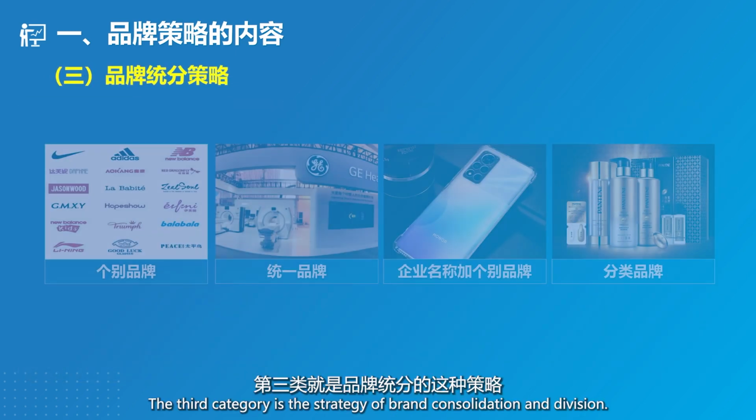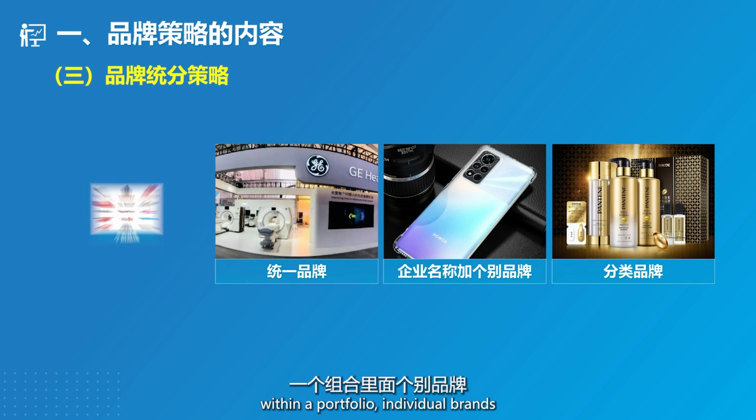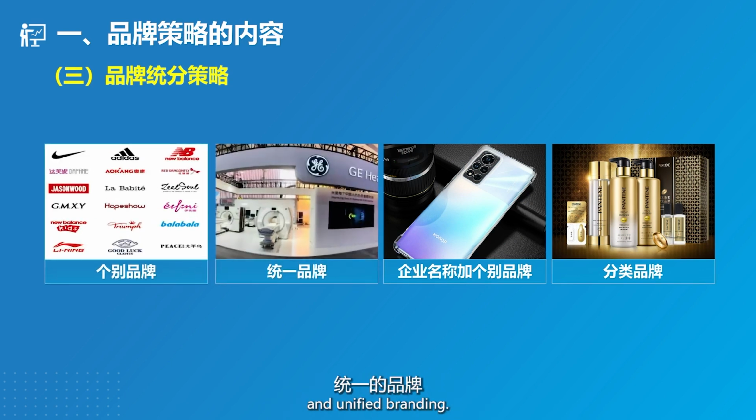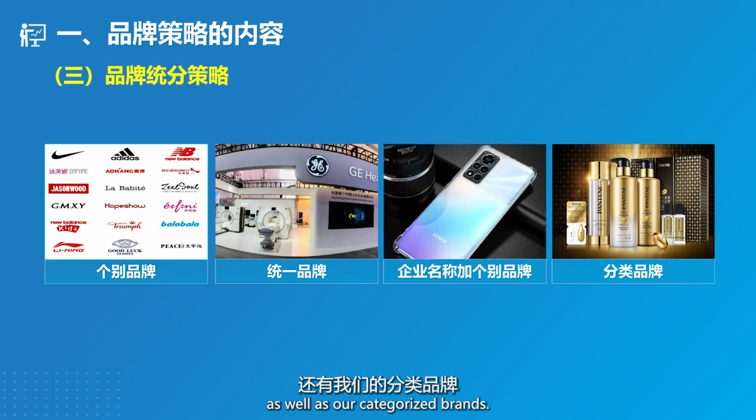The third category is the strategy of brand consolidation and division. Within a portfolio, individual brands have a unified strategy and unified branding. There's the company name plus individual brands, as well as our categorized brands, 4 types in total.